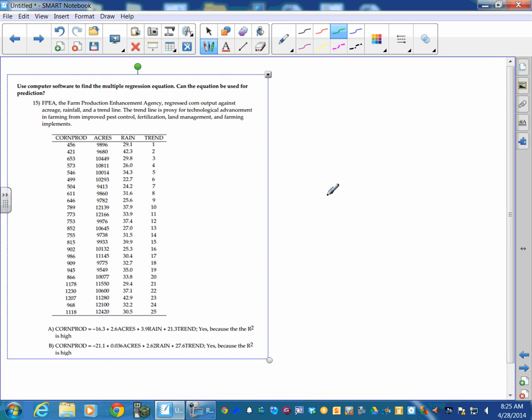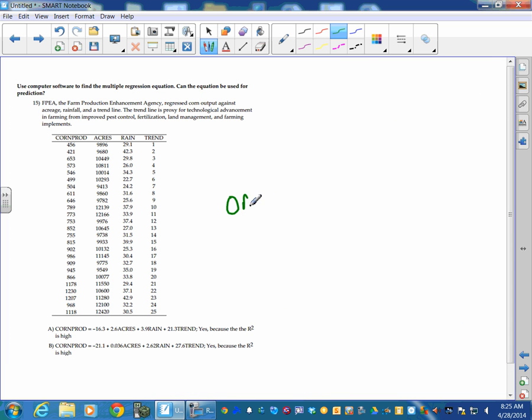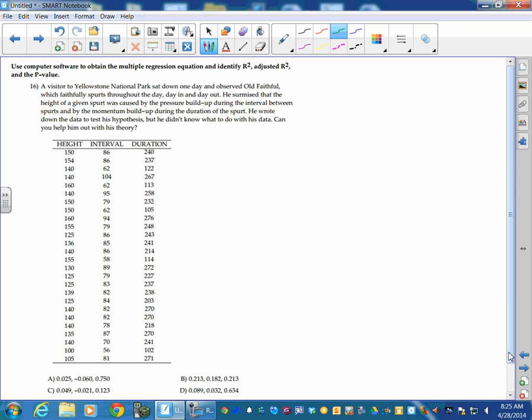All right. 15 we will omit. 16 we will not omit because it's asking for, oh yeah, we will omit multiple regressions. We don't do 15 or 16.